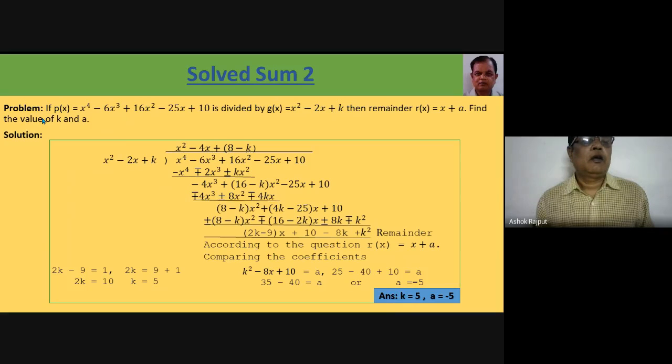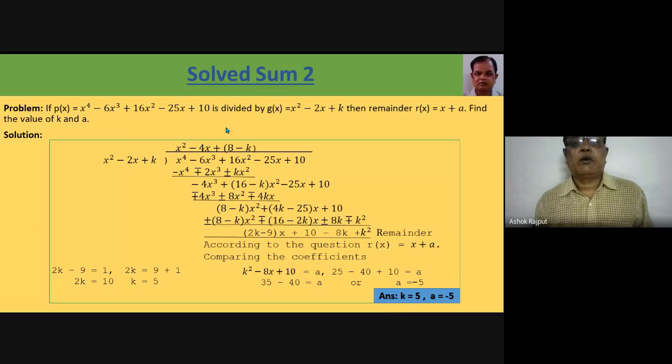If p(x) equal to x raised to the power 4 minus 6x cube plus 16x square minus 25x plus 10 is divided by g(x) equal to x square minus 2x plus k, then the remainder r(x) is x plus a. Find the values of k and a. First it is divided by this, then the remainder is x plus a, and we find the values.